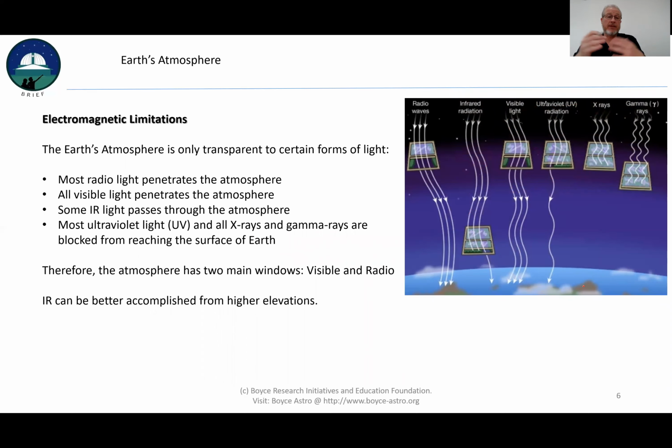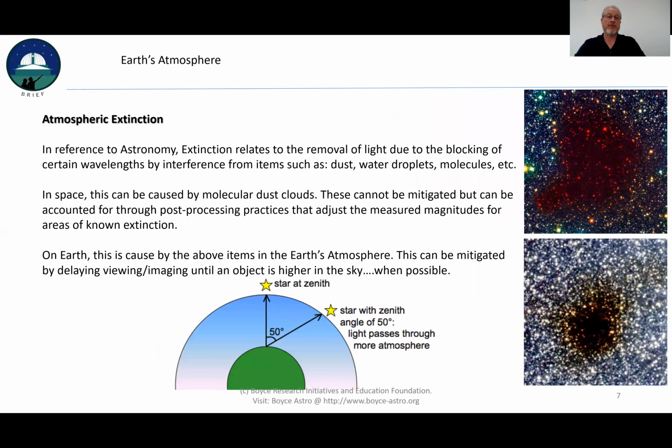We have electromagnetic limitations. The Earth's atmosphere is only transparent to certain forms of light. Radio waves can come all the way to the surface. Most infrared radiation is blocked, with only a little bit passing through. All visible light comes through, and very little UV radiation comes through as well. X-rays and gamma rays are totally off limits because the atmosphere blocks those. That's healthy for us as human beings, but sometimes not so good when we're trying to image. That's why space-based telescopes can really focus on X-rays and gamma rays as well as UV light. Not all electromagnetic radiation can make it through the Earth's atmosphere.